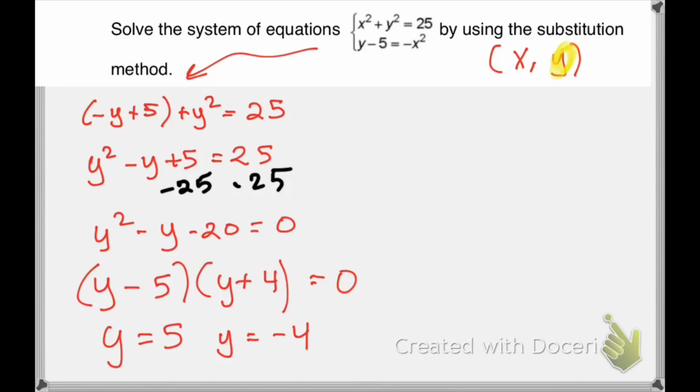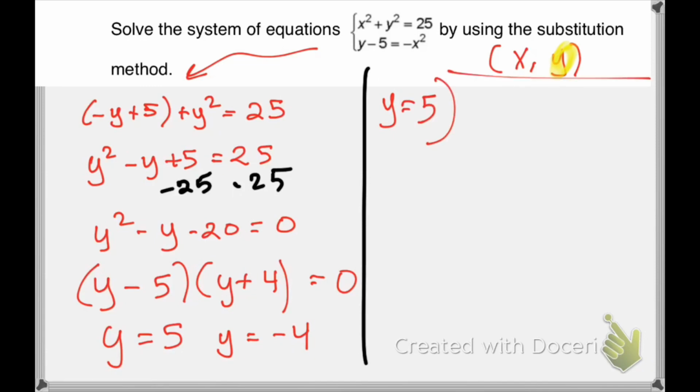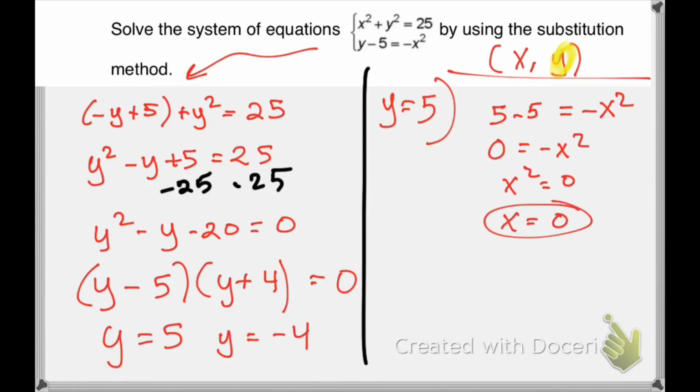So since I've solved for y, I'm going to have two options here. Let's first start by solving for when y equals 5. So all I'm going to do is take y equals 5 and plug it into either of these equations. Doesn't matter, you just pick. I want to use this one here. So if I plug in 5, I get 5 minus 5 equals negative x squared. 0 is equal to negative x squared, so x squared equals 0, so x equals 0.